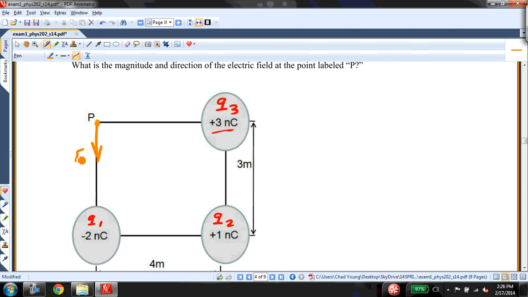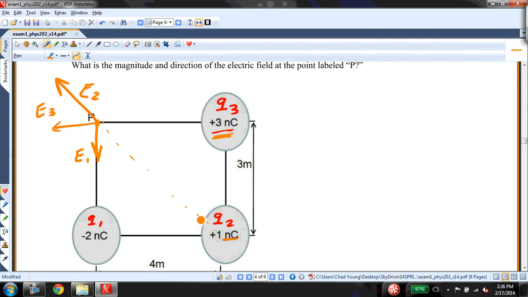I'm going to call this E1. The electric field due to Q3 over here is going to be in this direction. I'm going to call that E3. And then the electric field due to Q2 will be right here, and I'll call this E2.